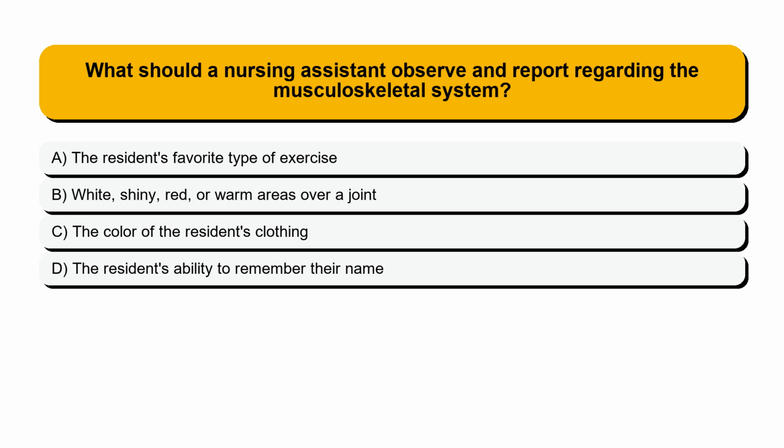What should a nursing assistant observe and report regarding the musculoskeletal system? Option A, the resident's favorite type of exercise. Option B, white, shiny, red, or warm areas over a joint. Option C, the color of the resident's clothing. Option D, the resident's ability to remember their name.